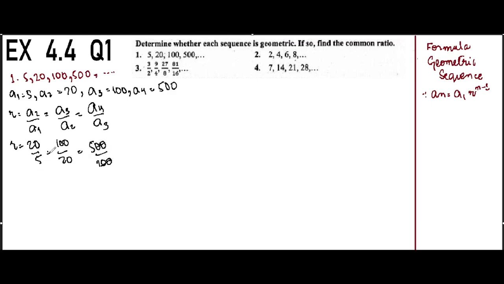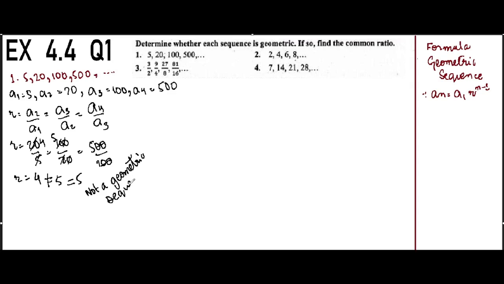0 0 cancel with 0 0, 0 cancels with 0, 2 5s are 10 and 5 4s are 20. So r is equal to 4, which is not equal to 5. So here it is 4. That's why this is not a geometric sequence, because when the ratios are not equal, that means it is not a geometric sequence.